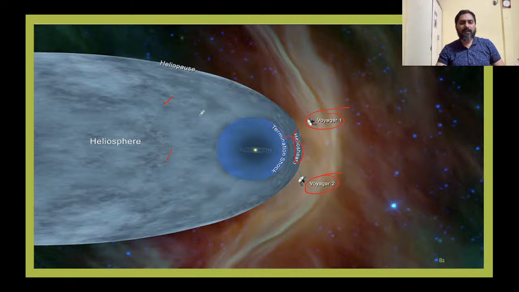We are inside the heliosphere, but the Sun's gravitational field exists even beyond the heliosphere. The heliosphere is the boundary of the Sun's magnetic field. There is a space beyond the heliosphere also, called the Oort cloud, where the Sun's gravitational influence is ending. That is the end of the Sun's gravitational influence, and that is actually the end of the solar system.